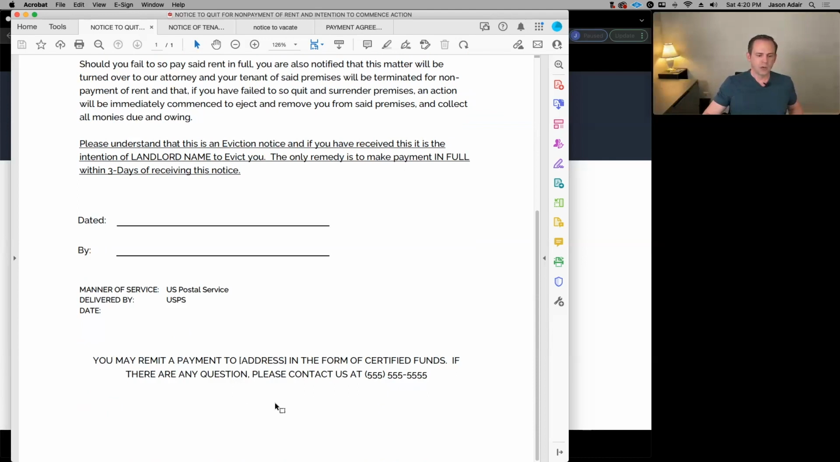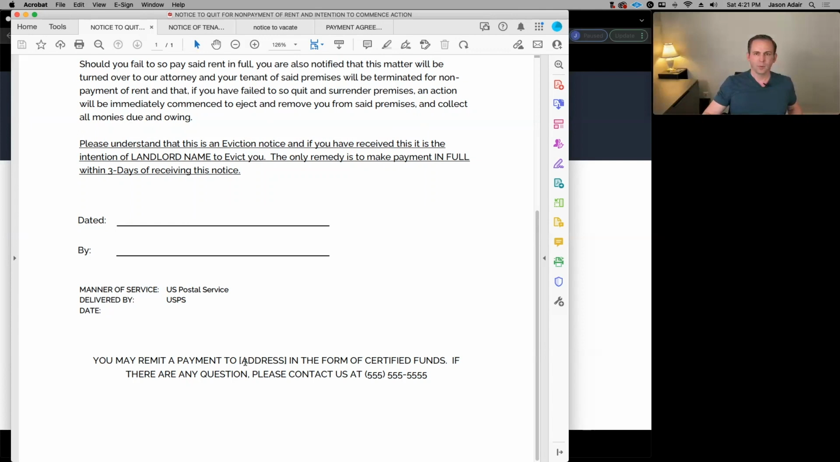This goes on to put where you may, and again, if you don't have a payment address on here, review this paperwork, make sure it works for you. But this goes on to put an address in on where they can send certified funds or whatever else. Again, I wouldn't accept credit card payments or checks for any of this stuff.